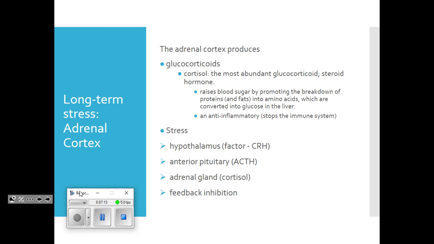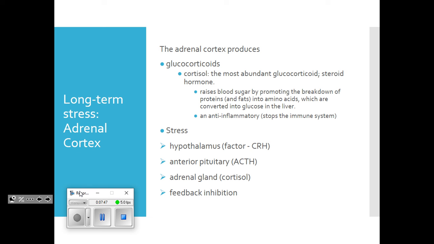Now, the other side of the story is long-term stress. Long-term stress is the kind that takes a little while to get going, but then the effects last for a significant amount of time. The exact amount of time is not set in stone. This is the adrenal cortex's job. So that's the outer layer of the adrenal gland. Now, your adrenal cortex produces a few things. One category of hormones that it produces are glucocorticoids.